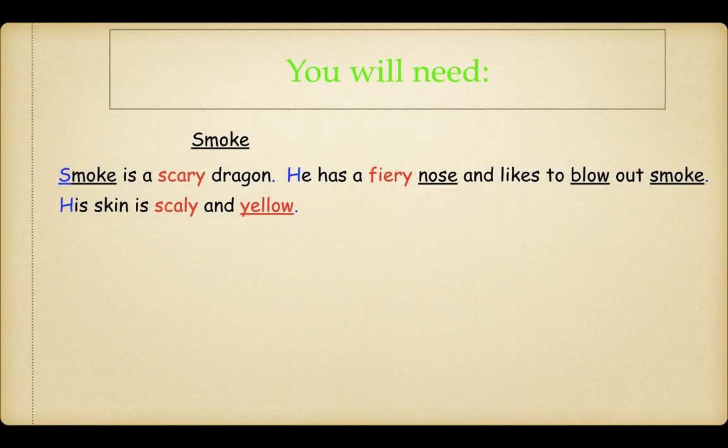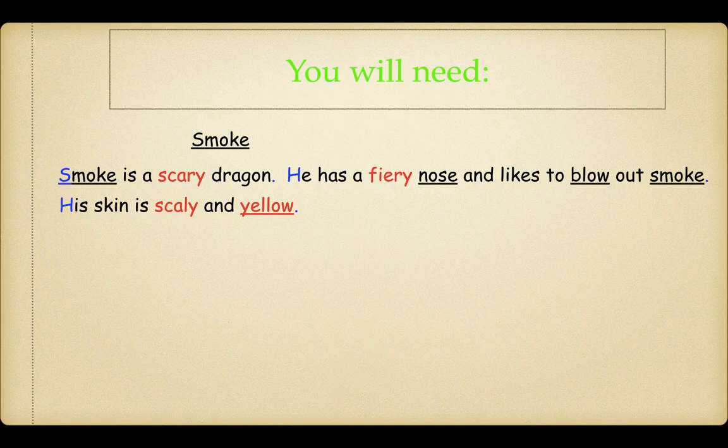Well, yesterday we finished the writing session with these 3 sentences, and we had a title. It was called Smoke. Smoke is the name of the dragon. Therefore, smoke is a noun because it's a naming word. It names a person, or in this case, the dragon is a character. So Smoke is a scary dragon. He has a fiery nose and likes to blow out smoke. His skin is scaly and yellow.